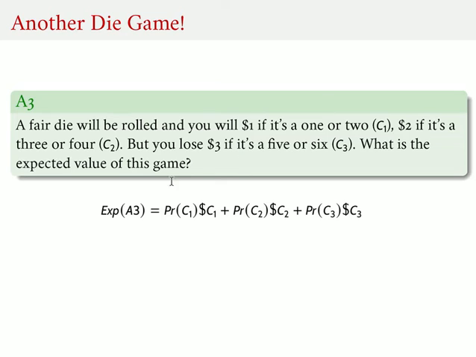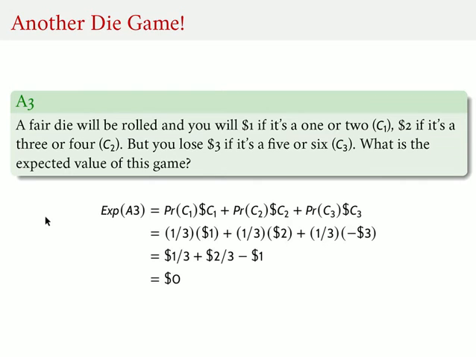And so here we just simply fill in the details that are given to us by the example. So there's a 1/3 chance of winning $1, there's a 1/3 chance of winning $2, and there's a 1/3 chance of losing $3. And when we calculate this, we get 0. So really the expected value of this game is 0. So what that tells us is that we have nothing really to gain from playing it.